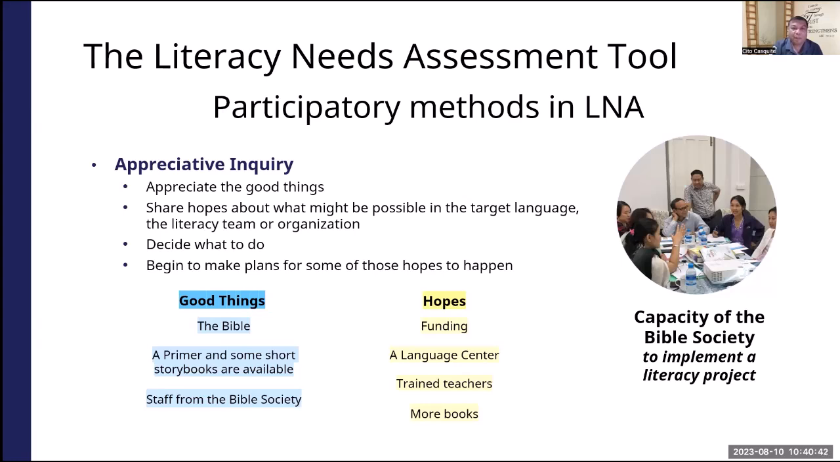So for example, the good things in the language are there's already a Bible in the language. There's a primer that has been done in the past. And there are some short Bible stories that are available, and there is a staff from the Bible Society who can do literacy. So those are some of the good things. So we focus on the good things, some of the resources that the Bible Society or an organization has. And then we also ask questions about what their hopes are in terms of implementing the literacy project. So they need funding. They probably need a language center or trained teachers and more books to use in their literacy projects. So we can gather this information and use it for planning.